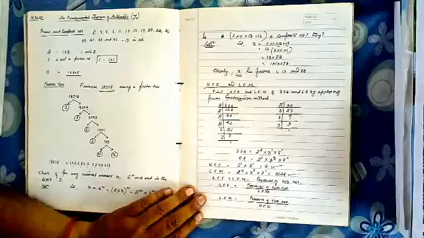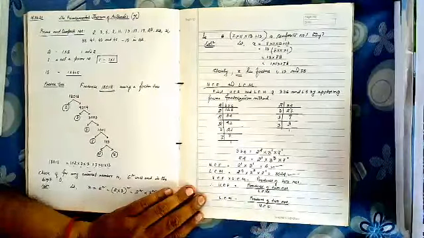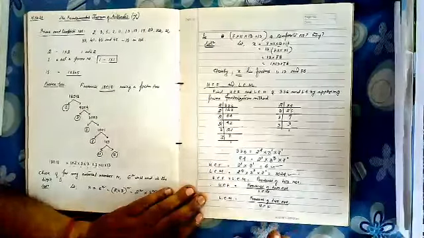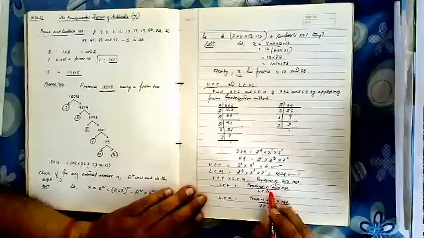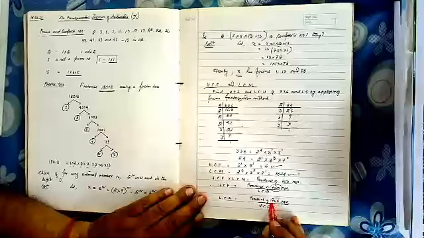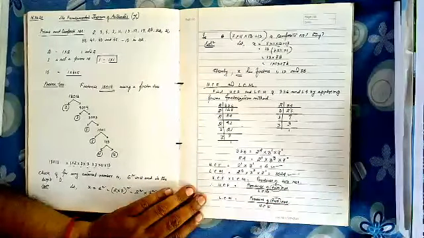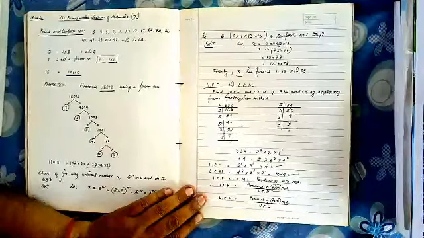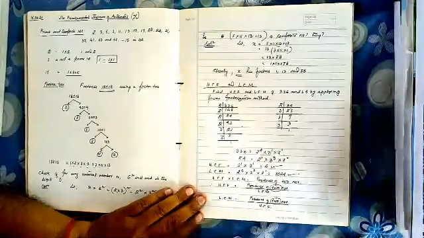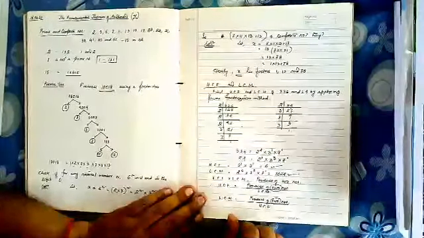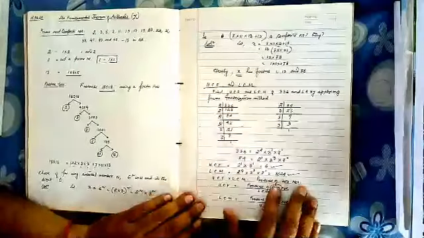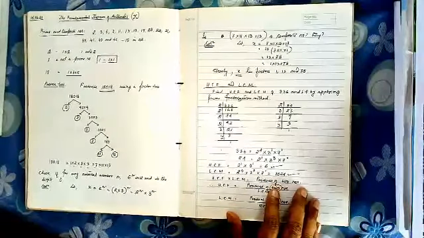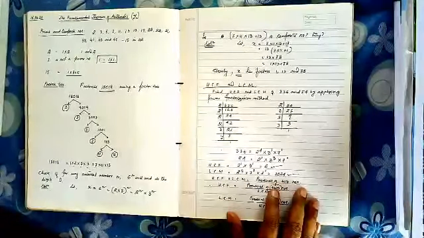Now remember one thing, this relation exists only for two numbers. We have written two numbers. If there are three numbers, you cannot write HCF into LCM is equal to product of three numbers. You cannot write. This is true for two numbers only.